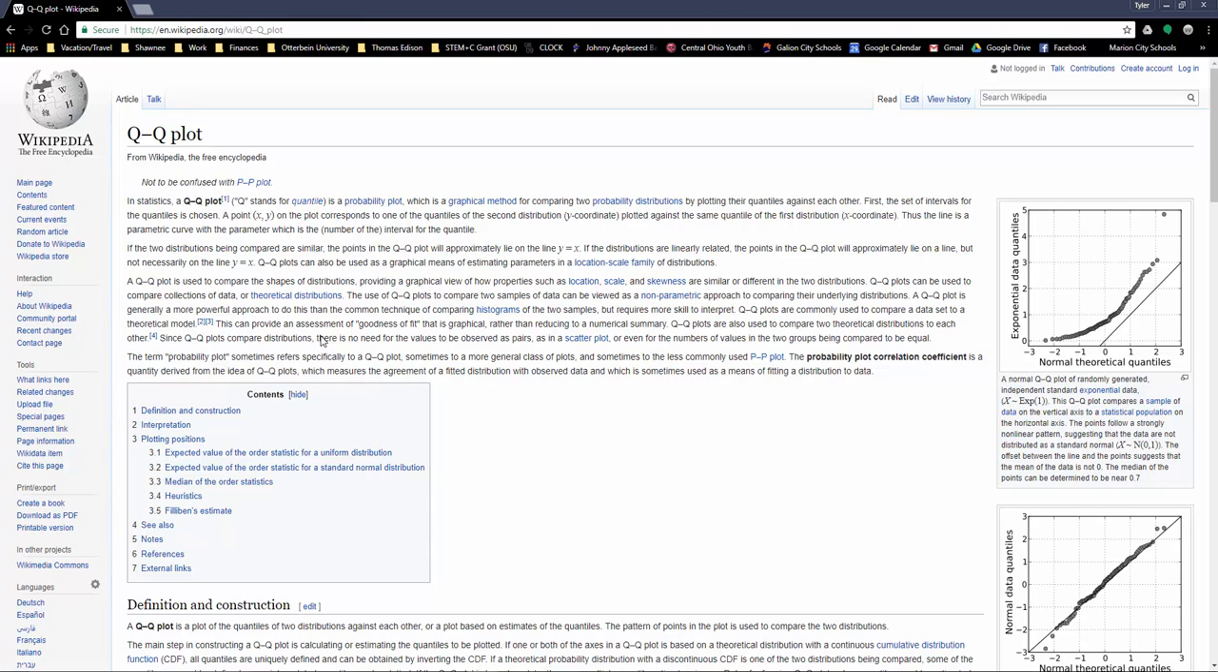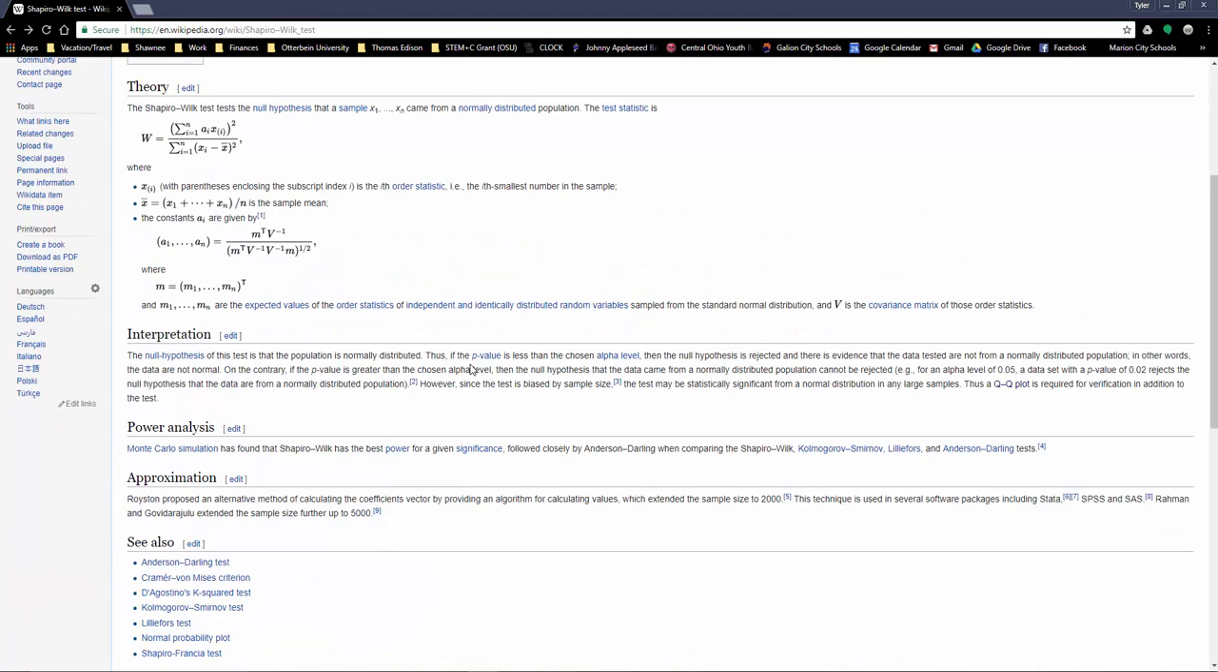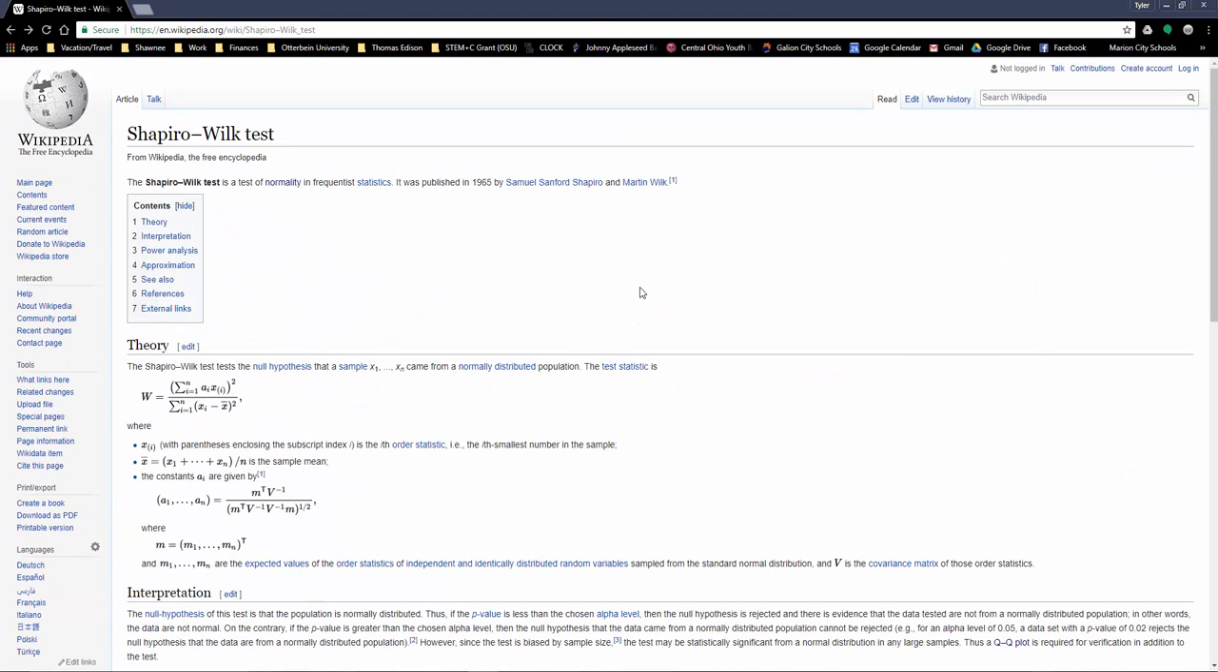Another way that's mentioned down here is a QQ plot. This is another way to see if we believe there is normality. These are two common techniques used, but I think it's a little above this class, so I'm not going to go any further than just mentioning them here.